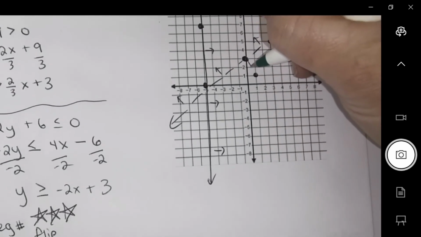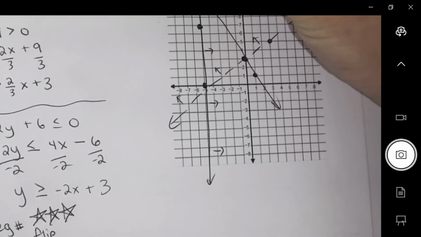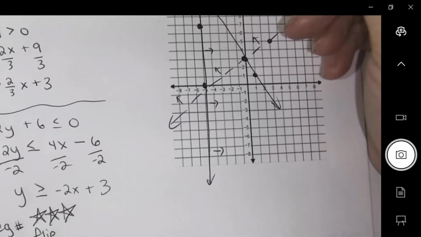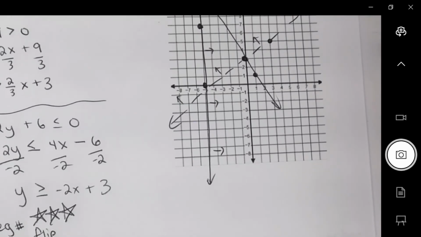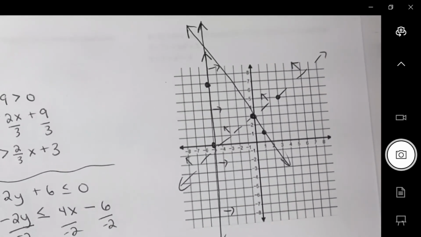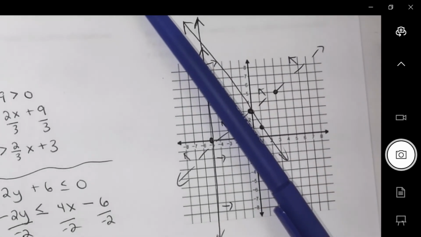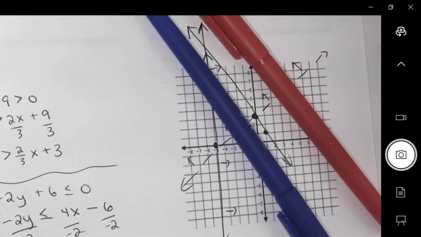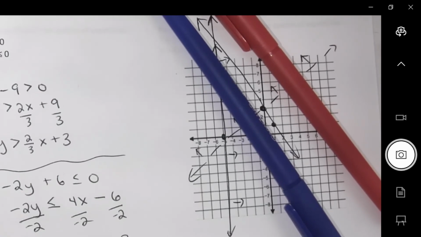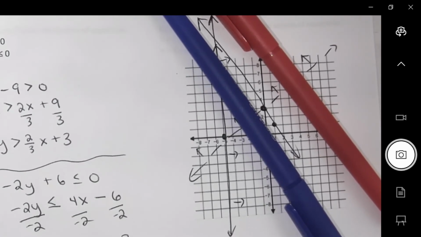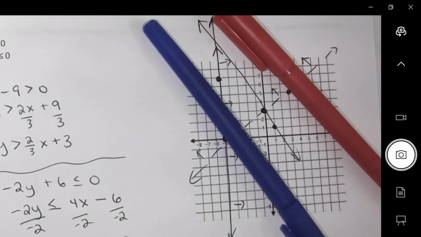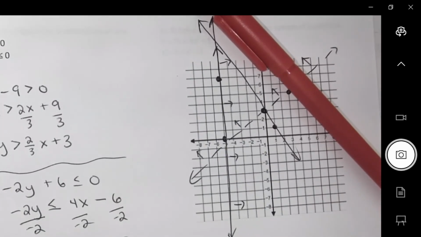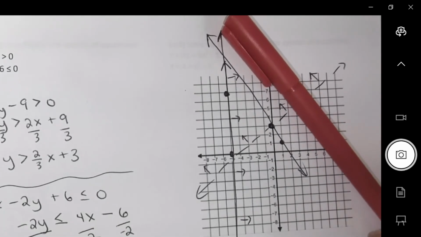This line is going to be solid. And then I'm going to think, which side of that line do I want to be on if I'm greater? I've got to be bigger than it. So the blue or the red side is a greater angling upward side. So that side of the line would be the greater than.